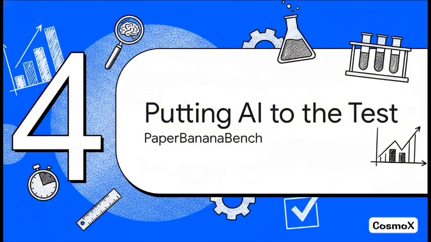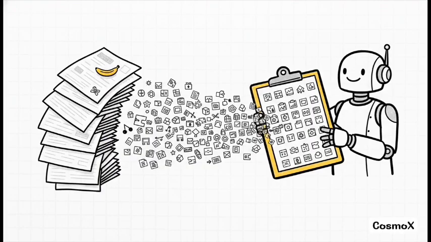Okay, but is it actually any good? I mean, making a cool demo is one thing, but in science, you need proof. You need rigorous testing. So let's see how they actually put this AI through its paces. So to do this right, the team couldn't just use an off-the-shelf test. They had to create a whole new benchmark, and they called it Paper Banana Bench.